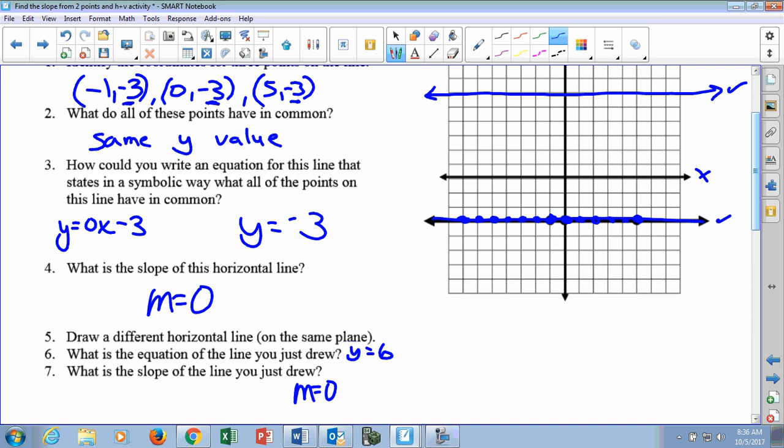Remember, parallel lines have the same slope but different y-intercepts, right? My y-intercept for the line I drew was (0, 6). The y-intercept of this line was -3. Okay? All right. Moving on down. So horizontal lines.